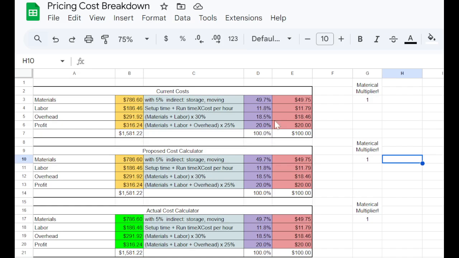So if you look at it, these are the numbers. If something costs $100, about $50 of it was materials. Close to $12 was labor. $18 of that is overhead, and $20 is profit.